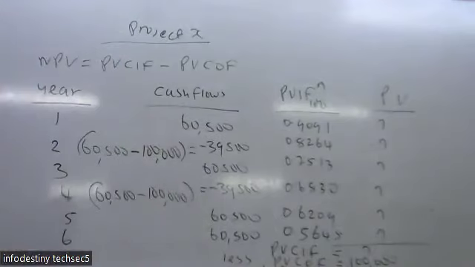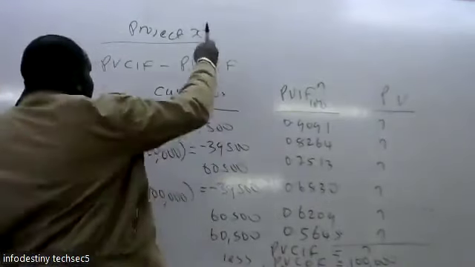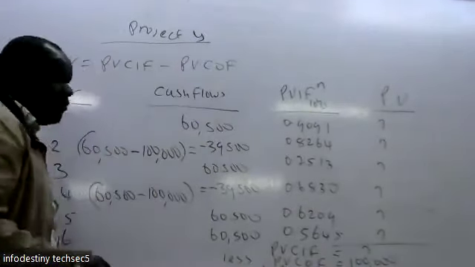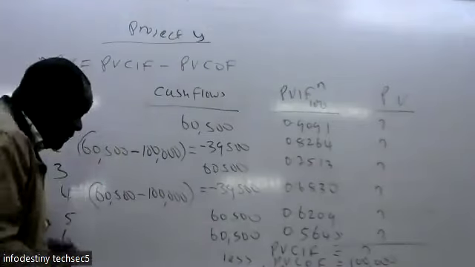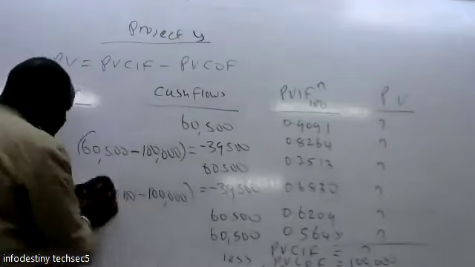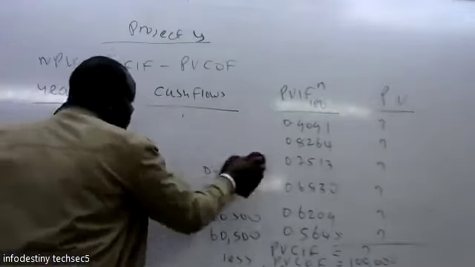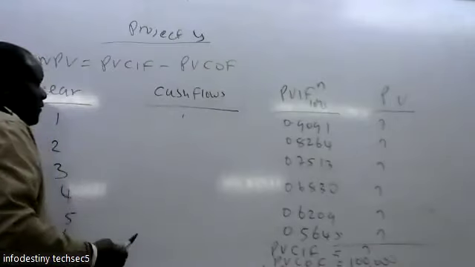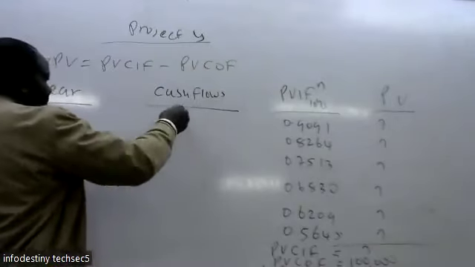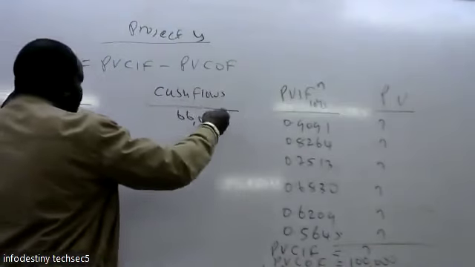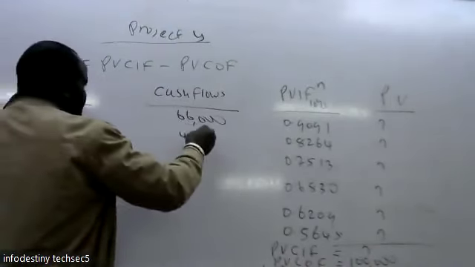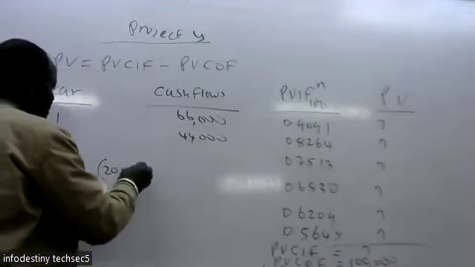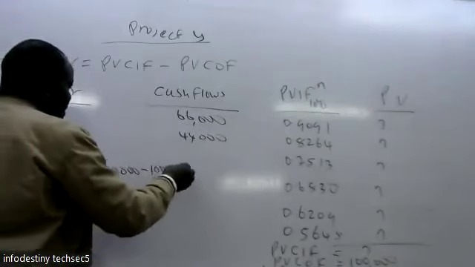We also compute the one for project Y. So the cost of capital was the same. So what we do, we simply check. So year one, cash flows for project Y are how much? It was 66. Year two, it is 44. Then year three. So you take 20, you minus 100.